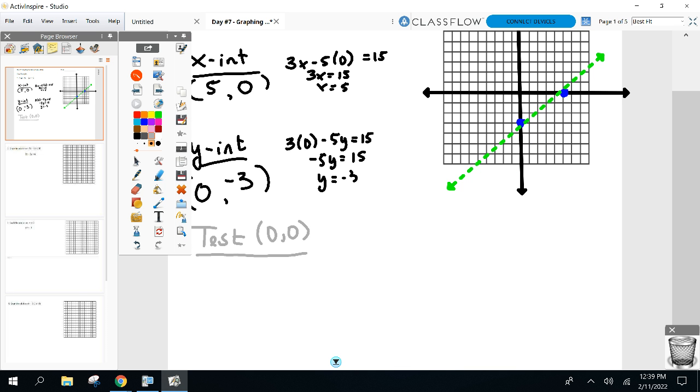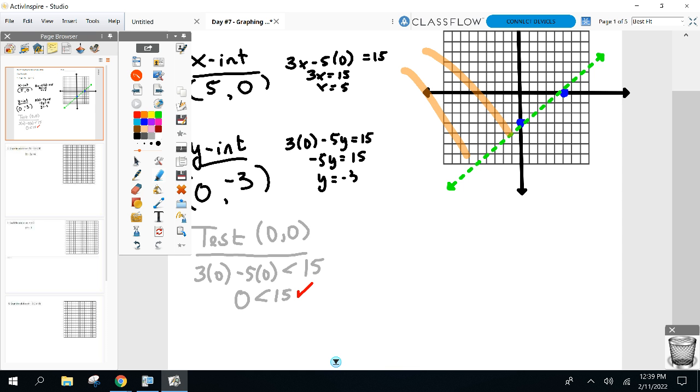So here we go. 3 times 0 minus 5 times 0. Is that less than 15? Yes, I get 0 on the left side. Is 0 less than 15? Hopefully we can be confident in that answer, and that is yes. So what that is telling you is 0, 0 is a solution, which means I need to shade it. So should I be shading above or below this line now? Above, because 0, 0 is a solution. It needs to be shaded.